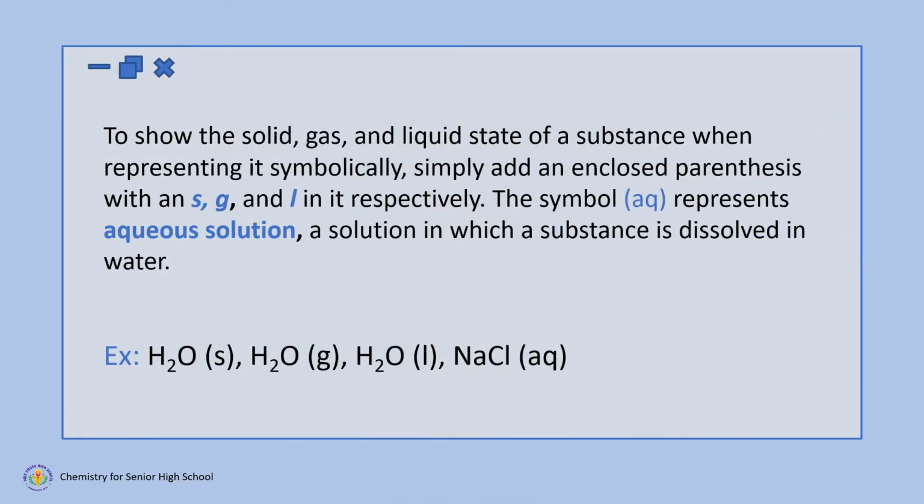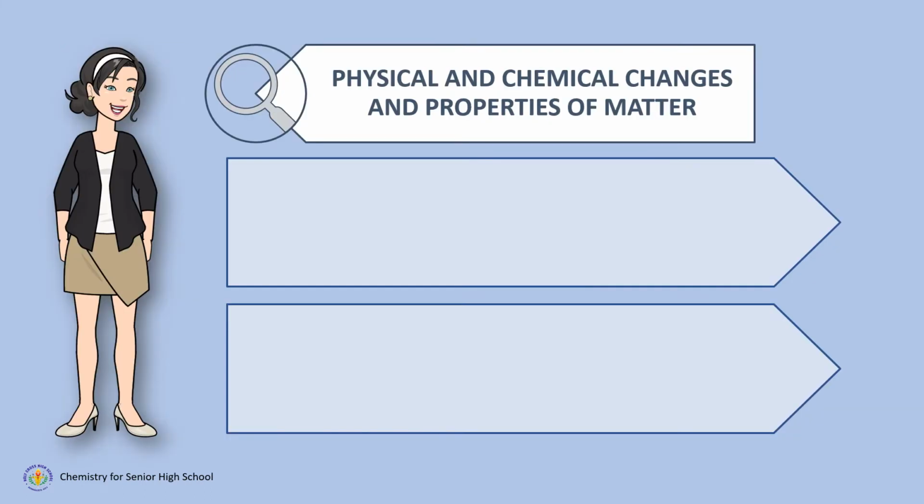To show the solid, gas, and liquid state of a substance when representing it symbolically, simply add an enclosed parenthesis with an S, G, and L in it respectively. The symbol AQ represents aqueous solution, a solution in which a substance is dissolved in water. Examples of this are H2O(s), H2O(g), H2O(l), and NaCl(aq), sodium chloride in aqueous solution form.